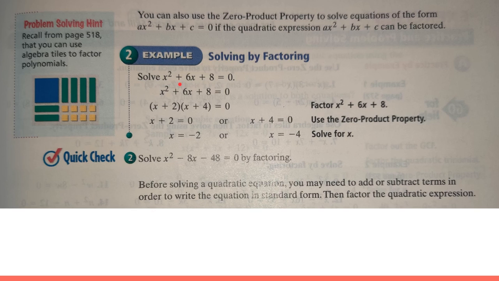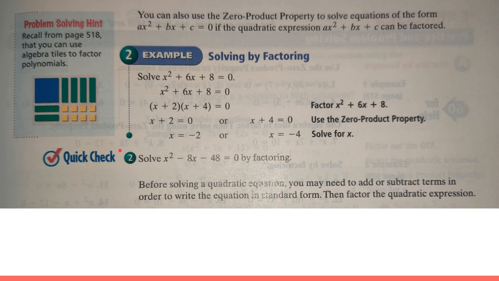So here we go. This is a fairly easy one. What are the factors of 8 whose sum gives you a positive 6? That's 2 and 4, pretty straightforward. So you factor this into x plus 2, x plus 4, set each of those equal to 0, solve for the x that makes either one of those factors equal 0. And you find out that x is either -2 or x is -4.